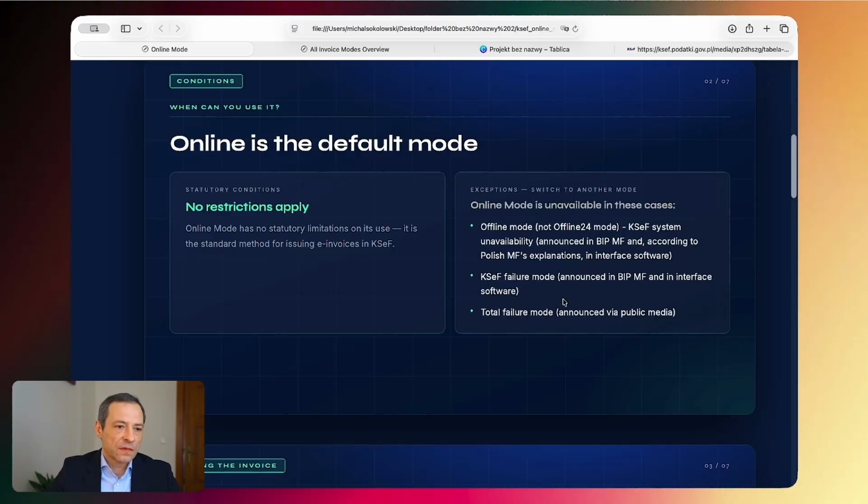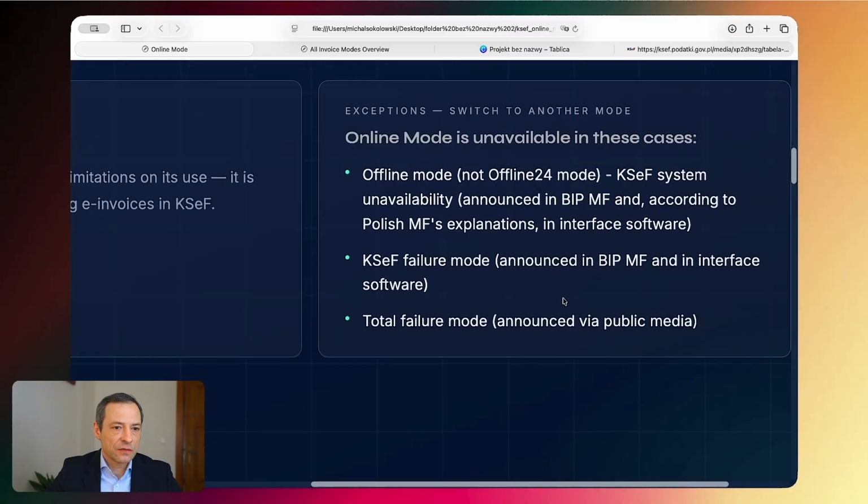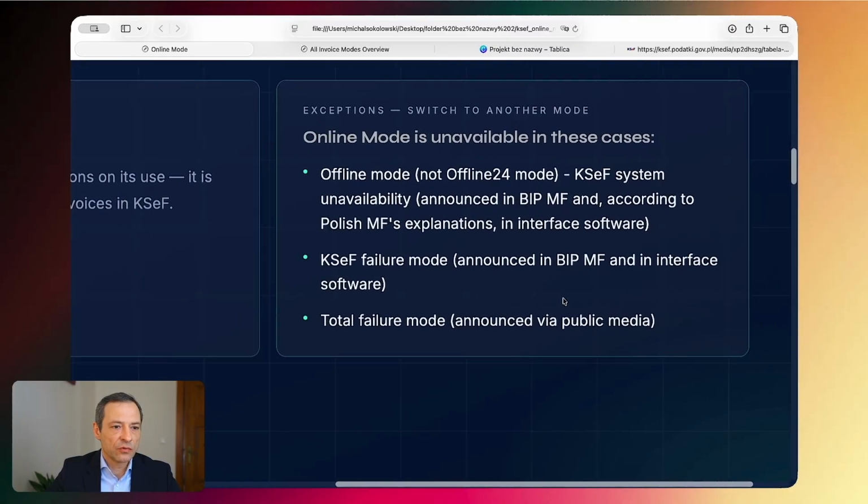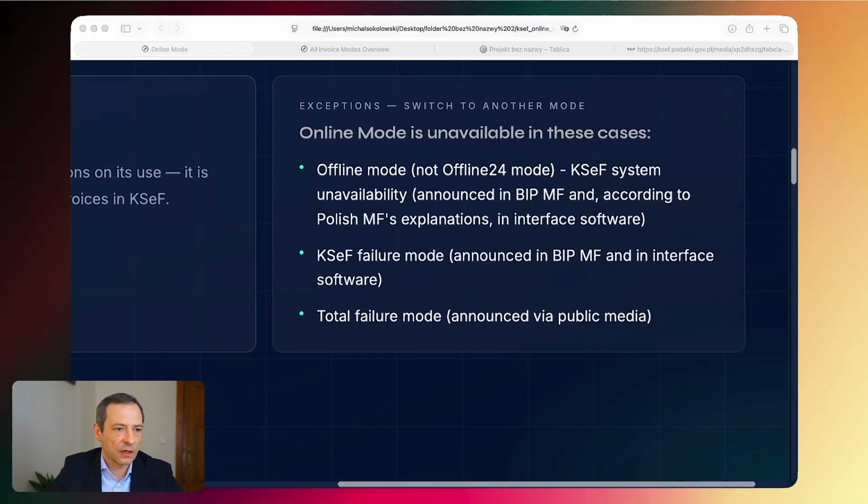Of course, there may be cases where the online mode will be unavailable. The online mode may be unavailable due to 3 reasons. Reason number 1, the Polish Ministry of Finance performs service and maintenance tasks in the Polish National Electronic Invoicing System. Then, if you are willing to issue an invoice, you have to switch to offline mode.